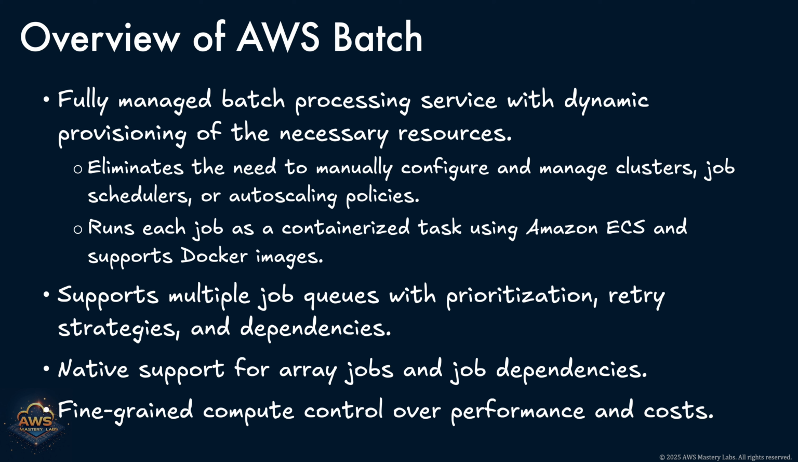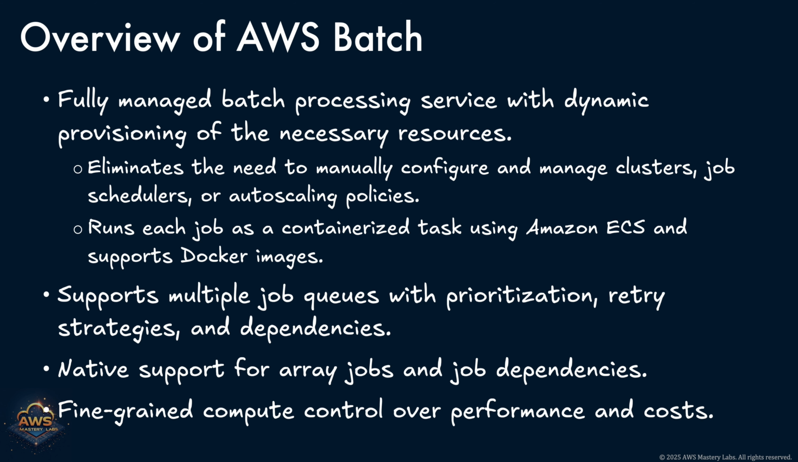What makes AWS Batch especially powerful is its seamless integration with container technologies. You package your workload into a Docker image, store it in Amazon ECR or Docker Hub, and Batch takes care of launching and running your job in a containerized environment using Amazon ECS or AWS Fargate. You don't need to worry about spinning up or managing clusters. AWS Batch provisions compute environments as needed, runs your jobs, and tears everything down when it's no longer required, making it cost-effective and operationally simple.